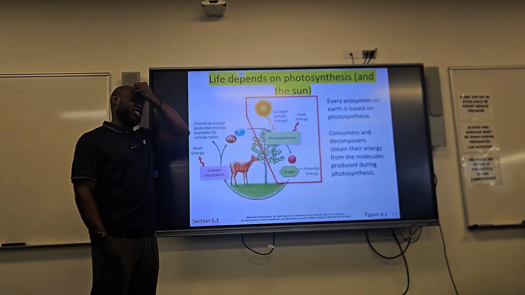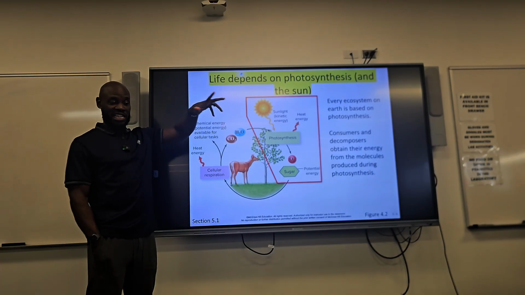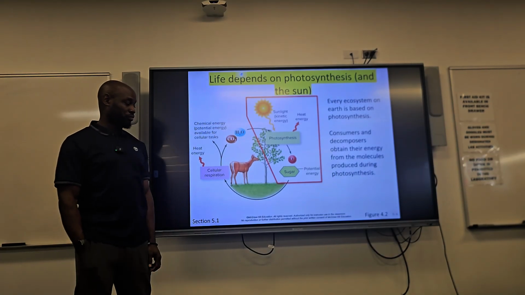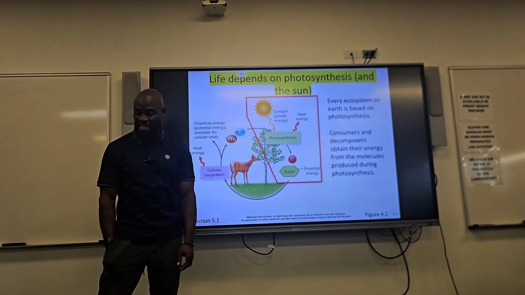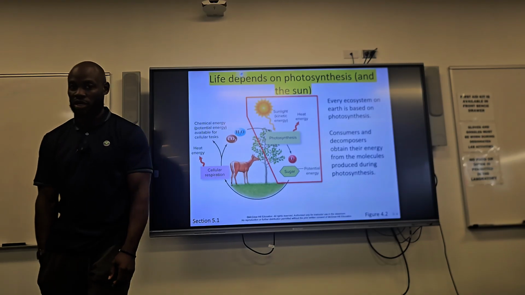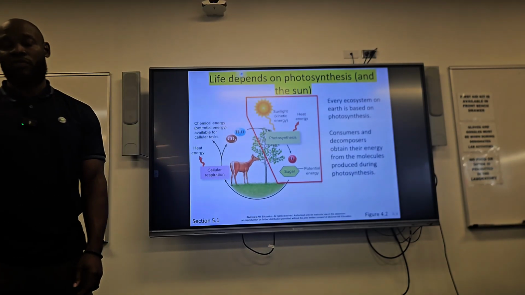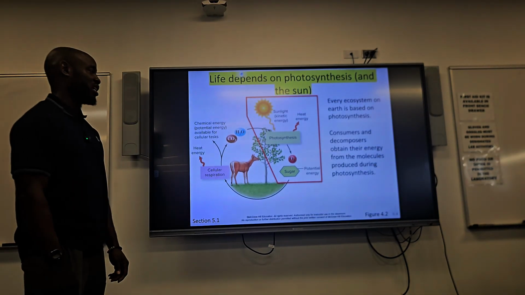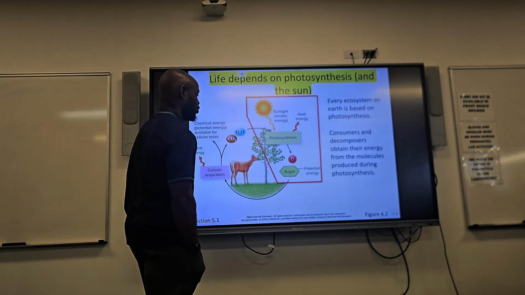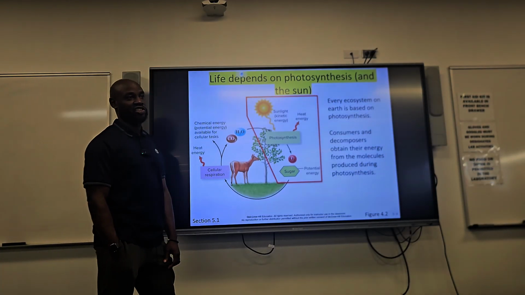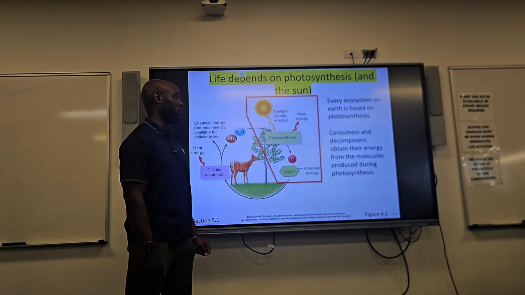Even outside of just the fact that we can eat them, as you'll see, plants produce oxygen for the air around us. They use carbon dioxide and they produce oxygen, so we also need that as well.